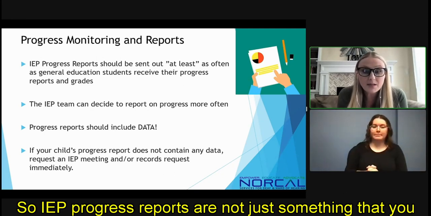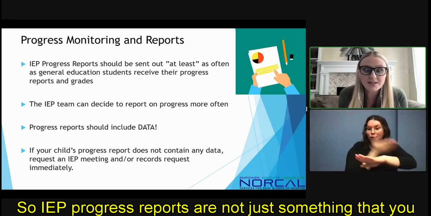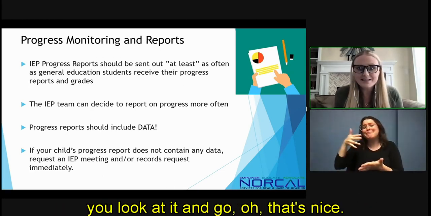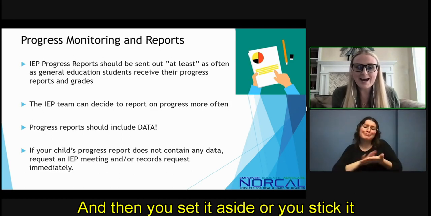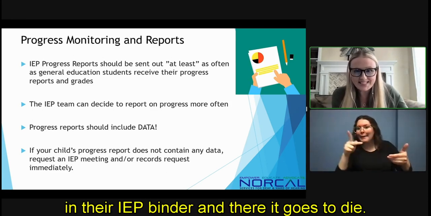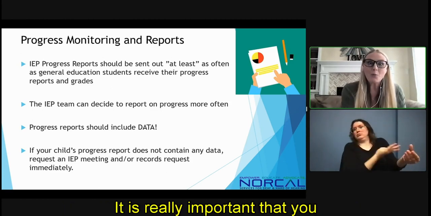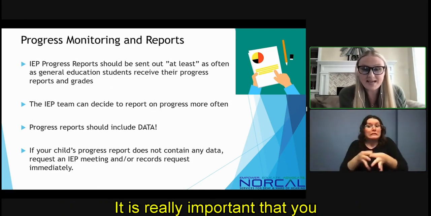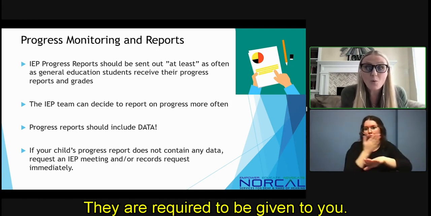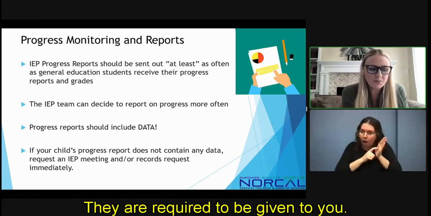So IEP progress reports are not just something that you get from their case carrier once in a while and you look at it and go, oh, that's nice. And then you set it aside or you stick it in their IEP binder and there it goes to die. It is really important that you dissect those IEP progress reports. They are required to be given to you.